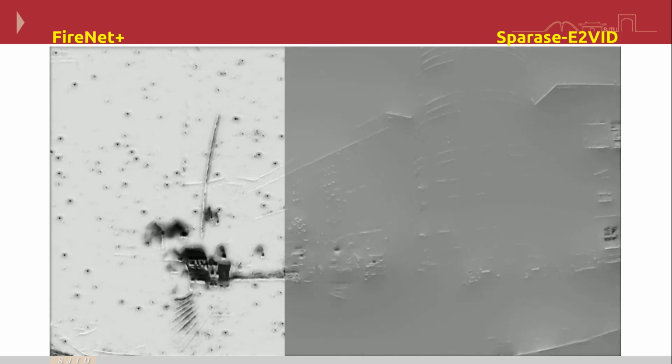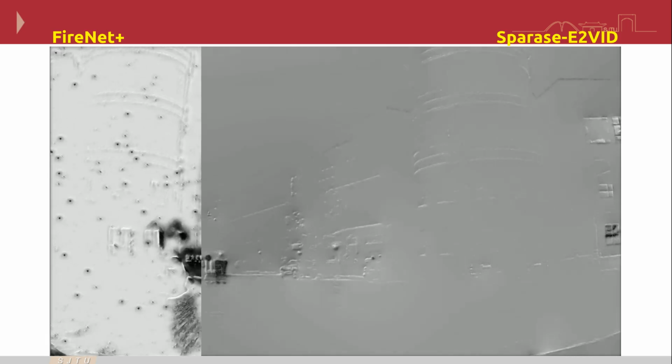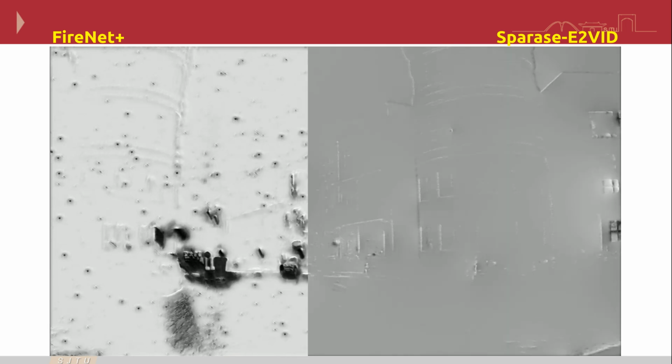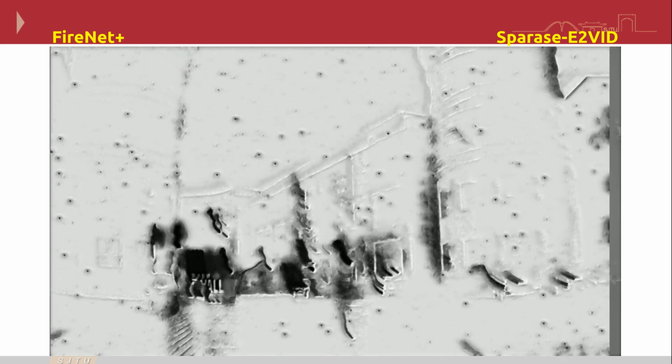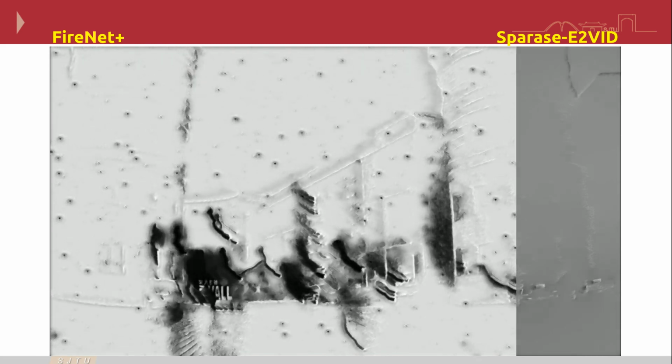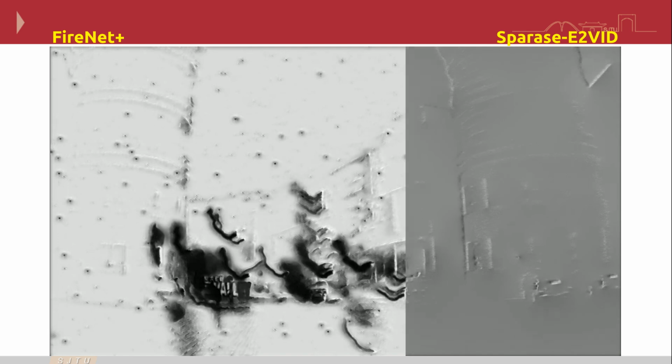We also compared Sparse-E2VID with FireNet Plus. It's important to note that FireNet has 30% more parameters and is 30% slower in inference time. In the video, we can see that FireNet Plus suffers from severe noise problems, producing almost indistinguishable images.